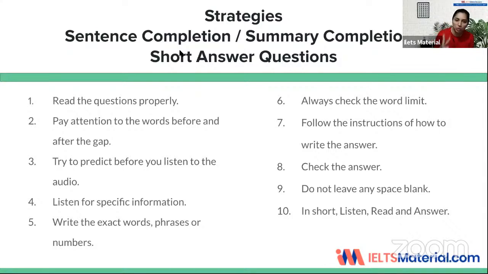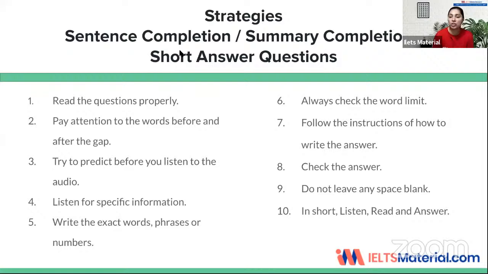Check the answer twice, because you are going to check the spellings as well. You will not find the answer spellings anywhere. So you have to be very sure about the spellings. So work on spellings. Whenever you find time, please work on spellings and make sure that you are writing the correct spellings. Next is do not leave any space blank.